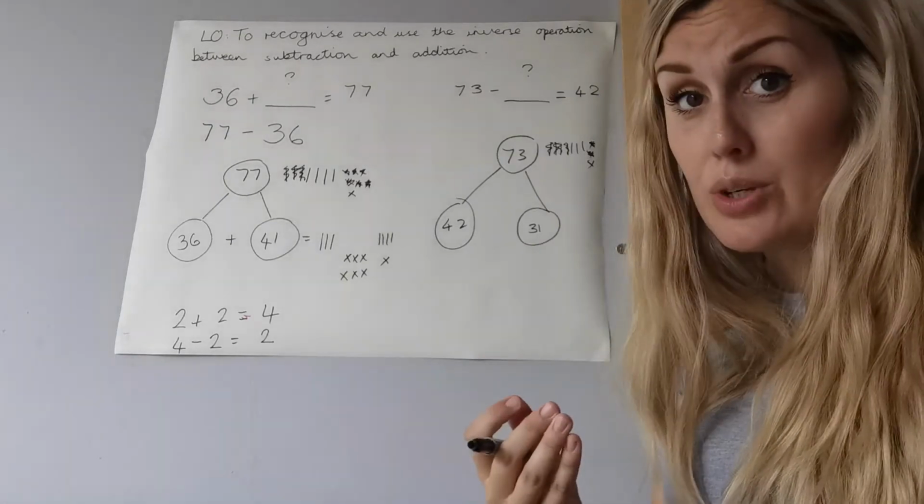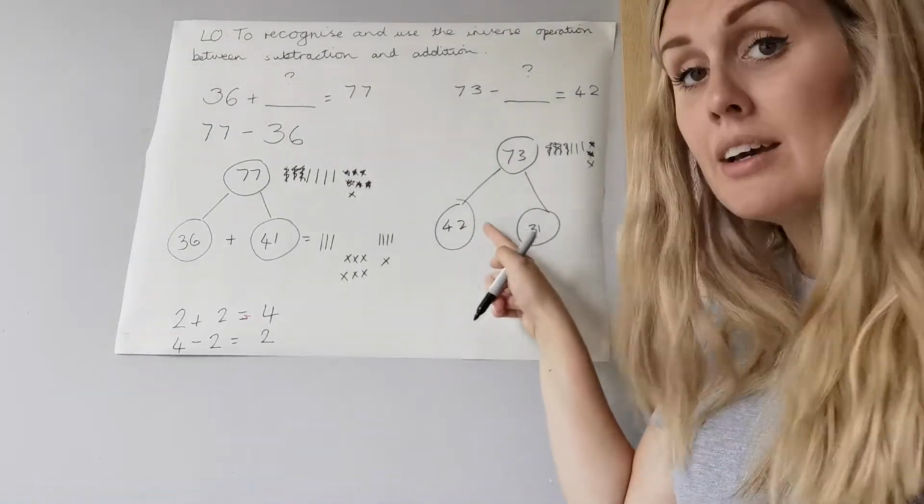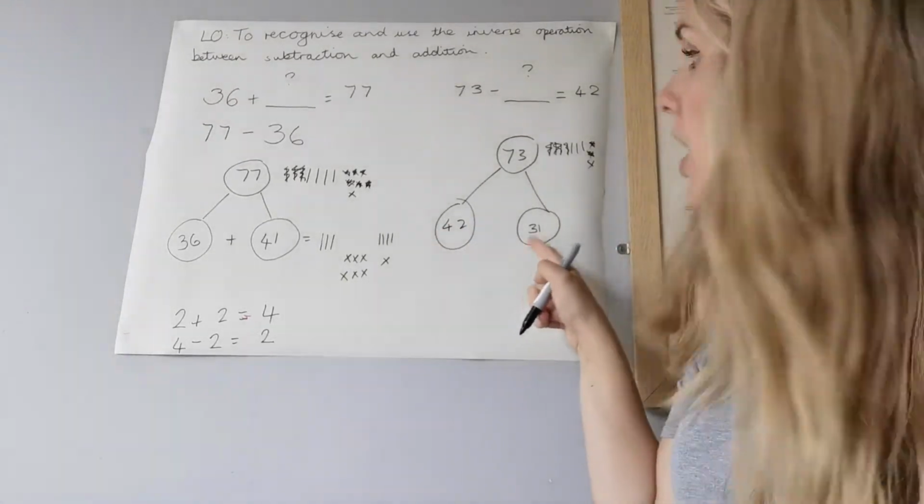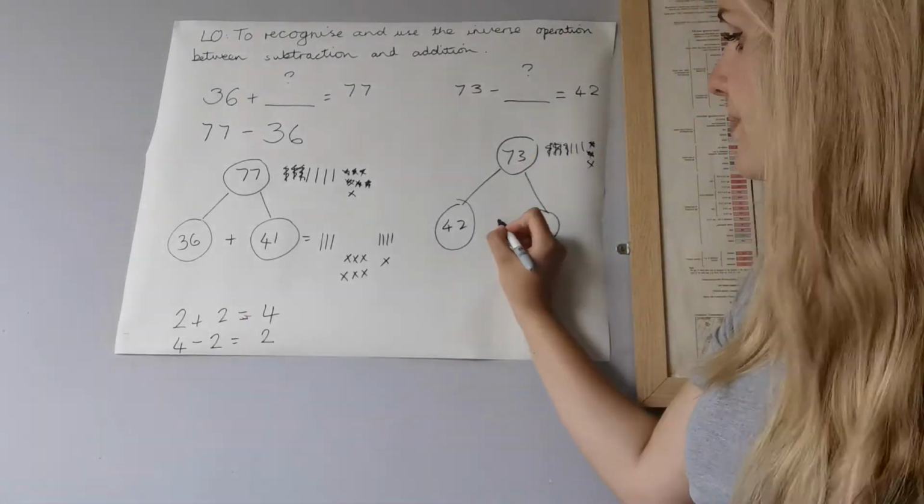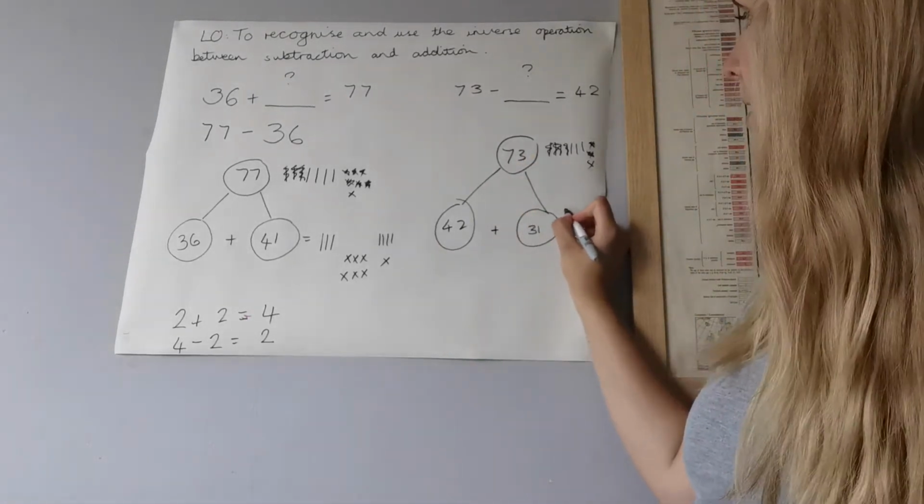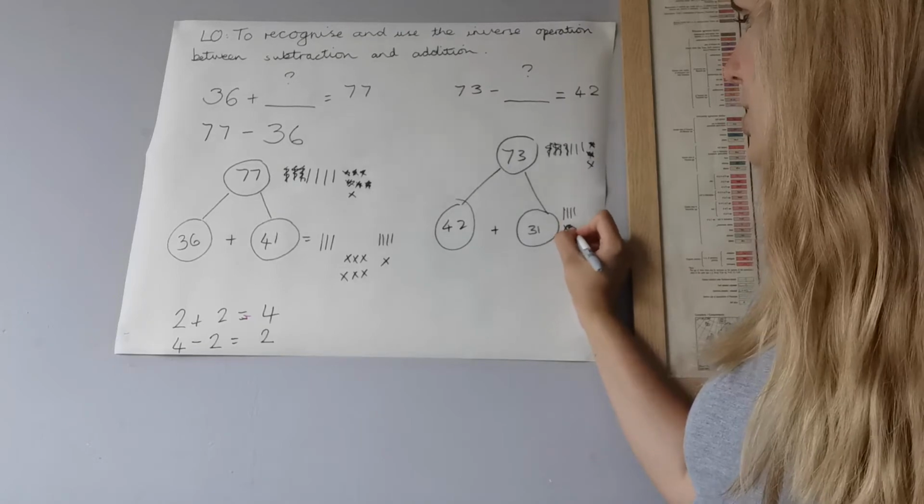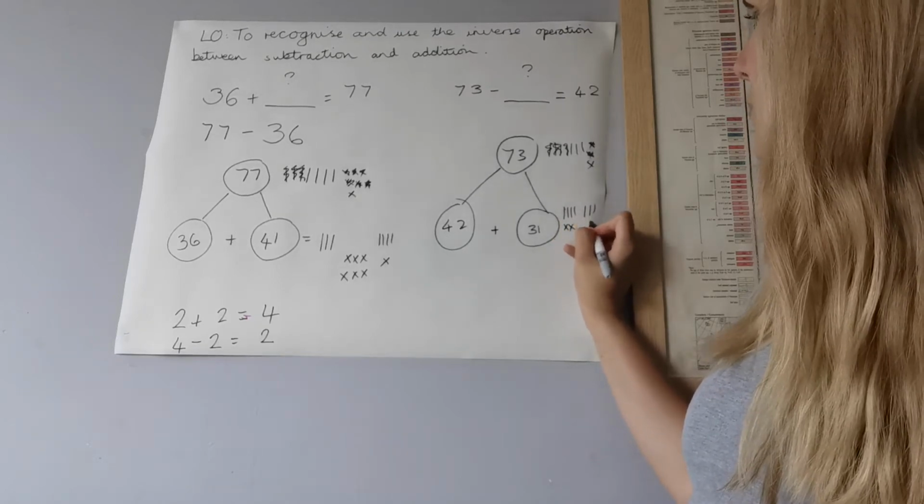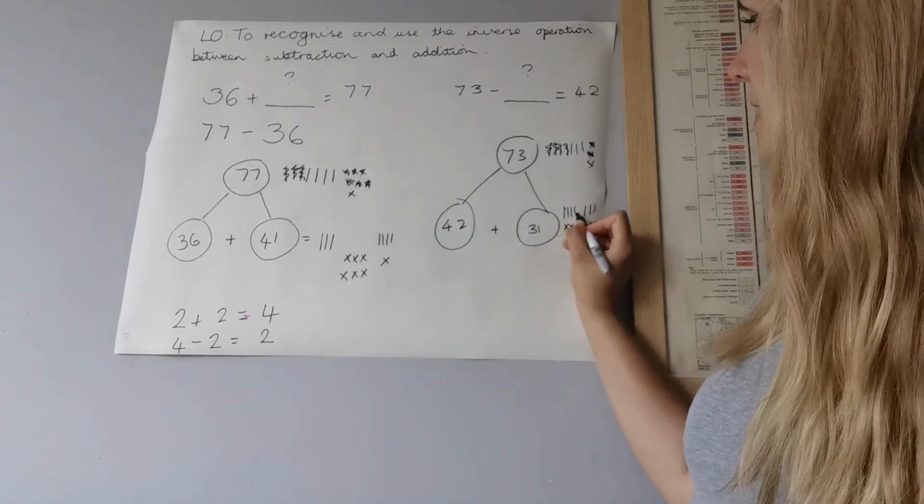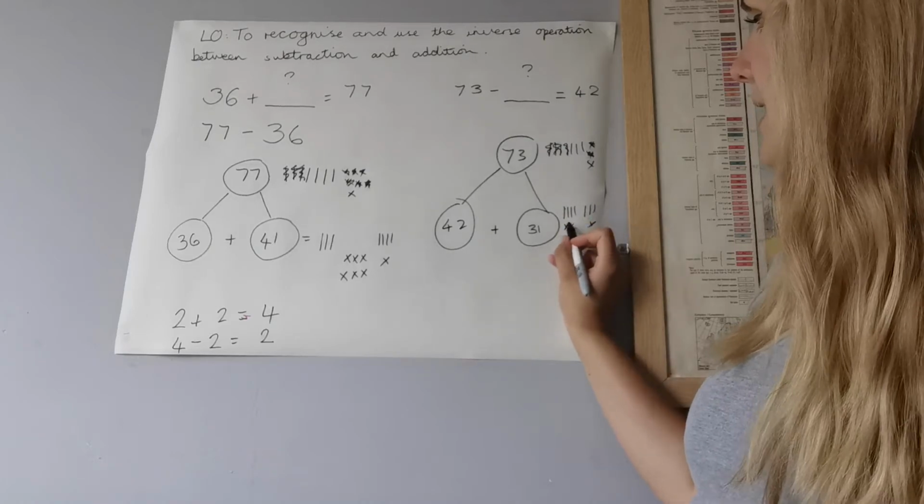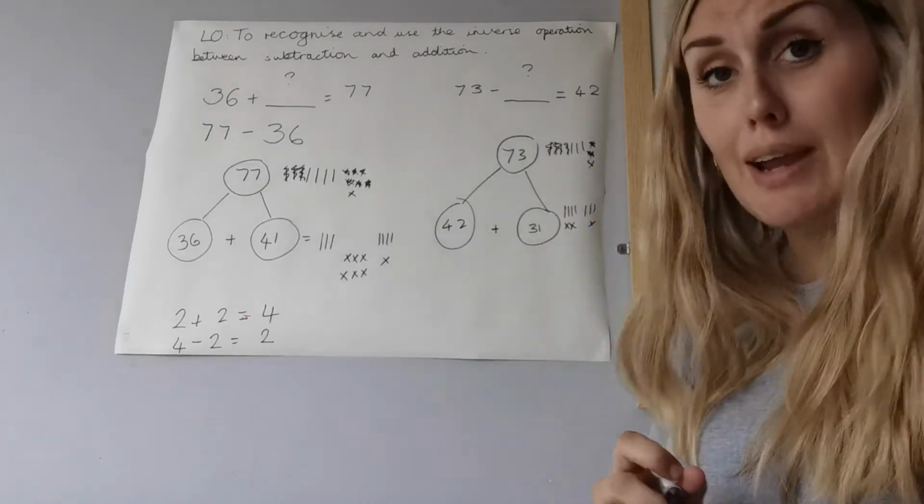I can now use the inverse to double check that 42 add 31 makes 73. So I'll add those two together. 1, 2, 3. 42, add 31. 10, 20, 30, 40, 50, 60, 70, 71, 72, 73.